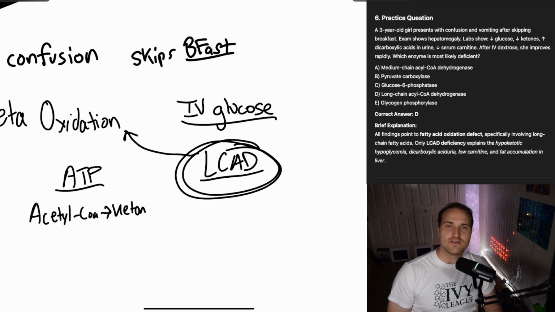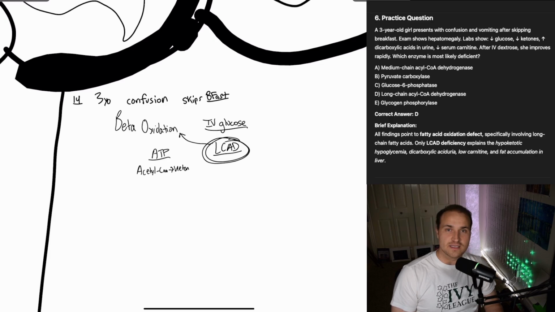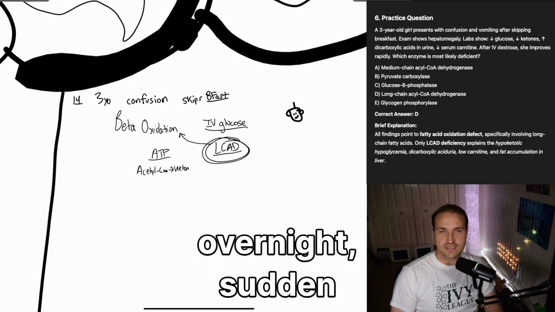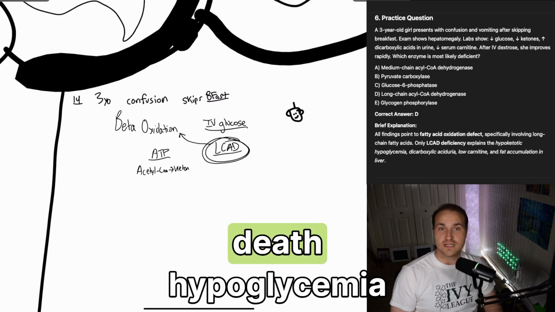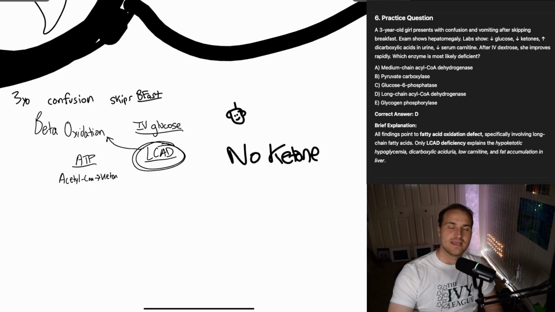When it's deficient, you have no ATP and no ketones, and so fasting leads to confusion, coma, and death. For step 1, you'll need to look out for this if you're seeing a little baby who's fasting, not eating, vomiting, with illness overnight, sudden lethargy, coma, seizure, or death, hypoglycemia without ketones. No ketones. Can't make ketones without the long chain.